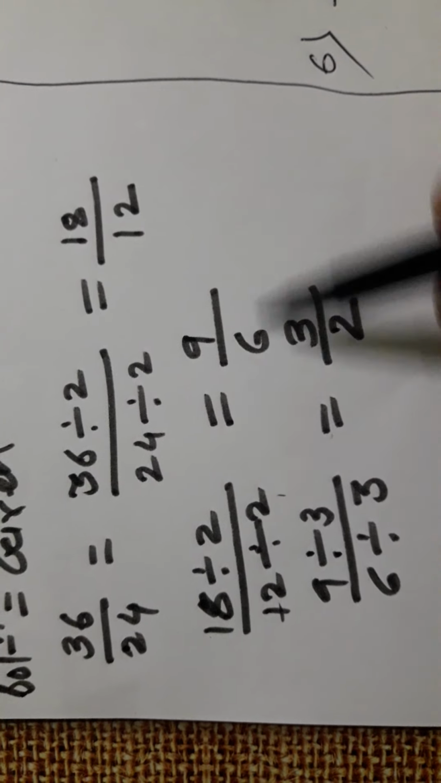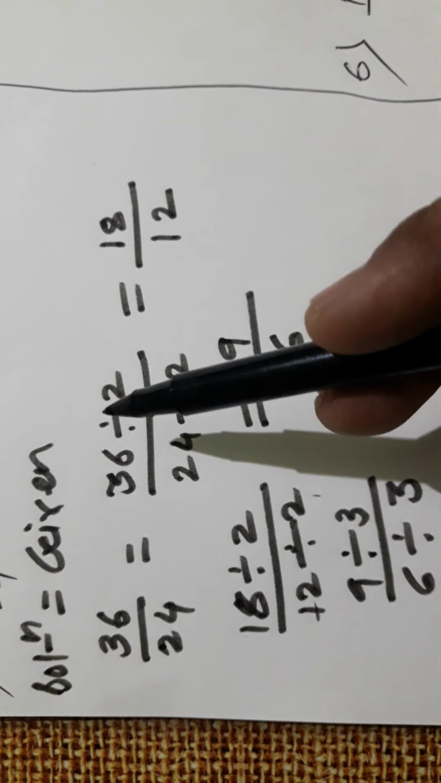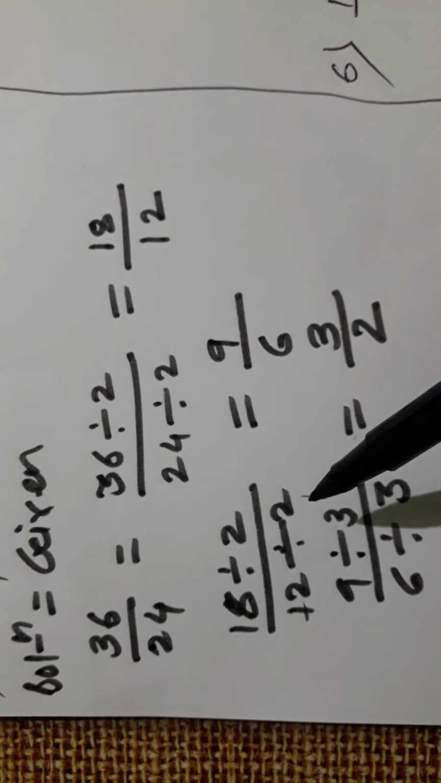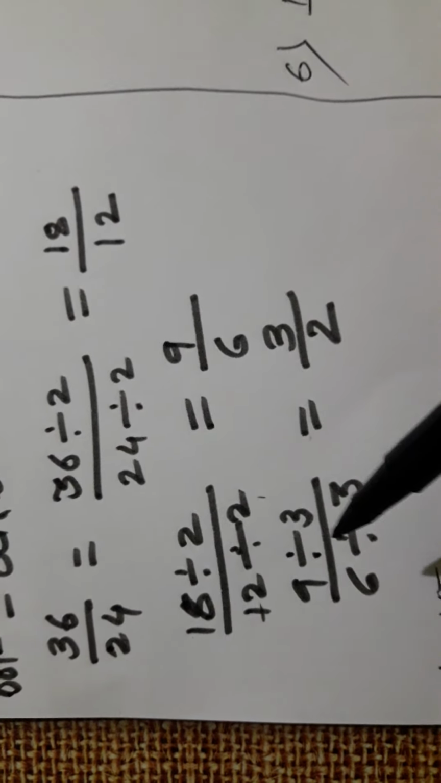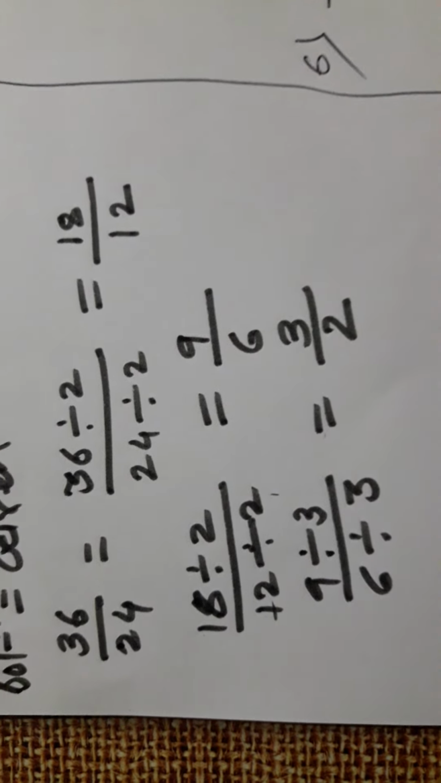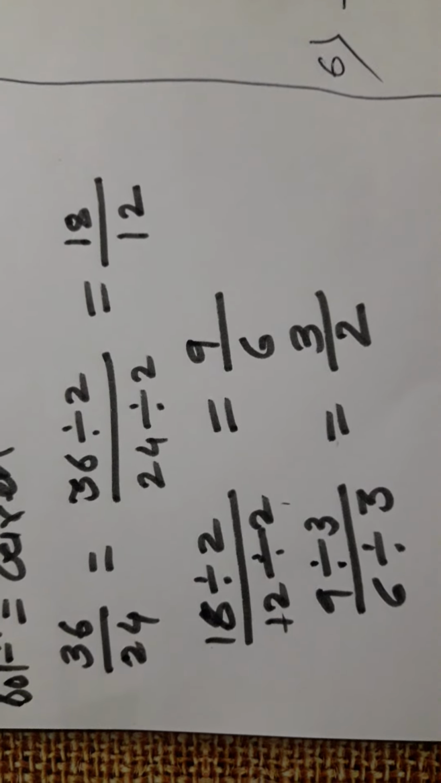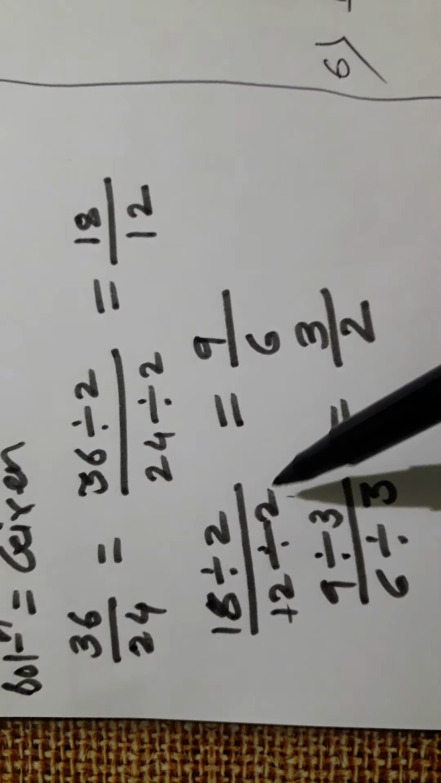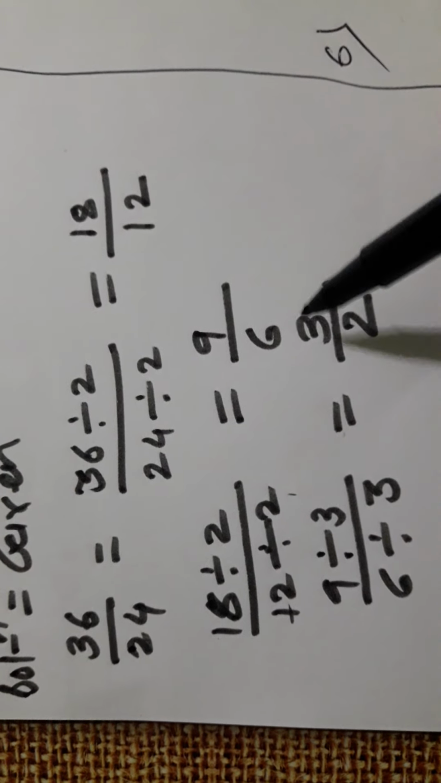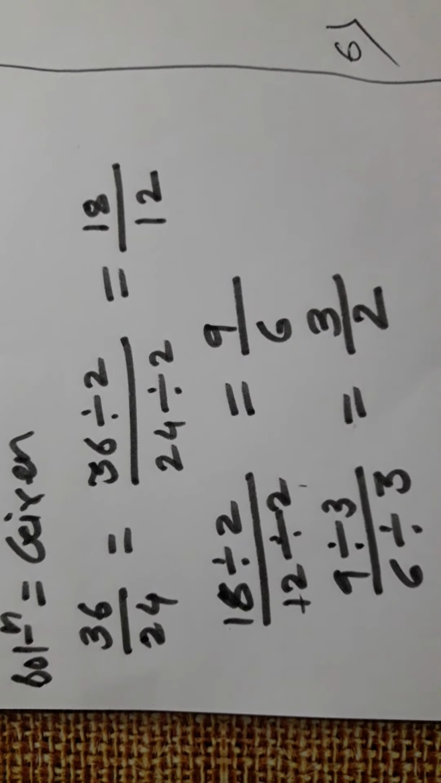Now see here. First of all I used 2 here, divided, I got 18 upon 12. After that division was possible, I divided by 2 again, I got 9 upon 6. After that division was possible, I divided by 3, I got 3 upon 2. But after this 3 by 2, it is not possible to divide 3 and 2 by using one common number. Here the common number was 2, here also 2, here 3, but it is not possible to divide by using one common number. That's why this 3 upon 2 is known as the simplest form of 36 upon 24.